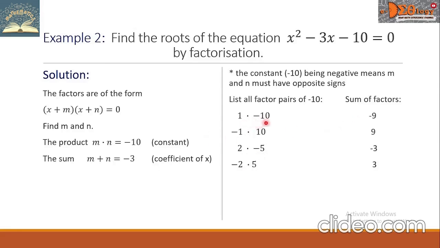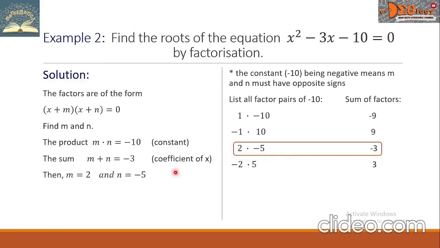1 plus negative 10 is negative 9. Negative 1 plus 10 is 9. 2 plus negative 5 is negative 3. Negative 2 plus 5, positive 3. Then, in this column, we look for the coefficient of x, which is negative 3, and it is here. This negative 3 points to the factor pair 2 and negative 5. This factor pair means m is the 2 and the n is negative 5.